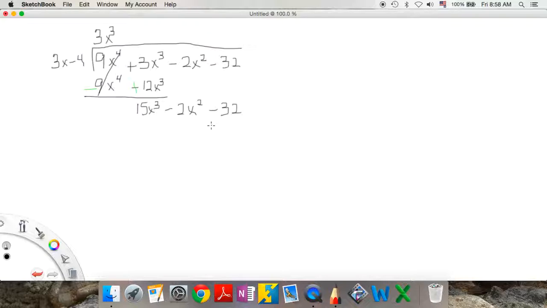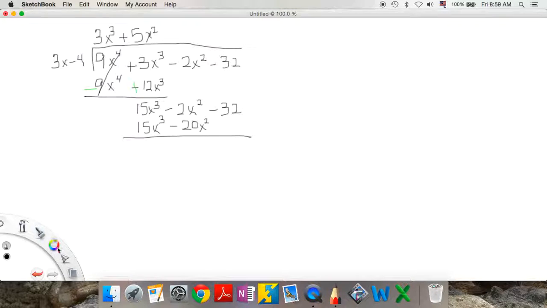It's often easiest to just bring everything down, but you don't really have to. Really all you need is whatever terms are affected. But I'm going to go ahead and bring everything down just for illustrative purposes. So then, what do I multiply 3x by to get 15x to the third? Well, 3 times 5, don't forget that sign, we need that plus in there, and x times x squared. So then I have 15x cubed minus 20x squared.